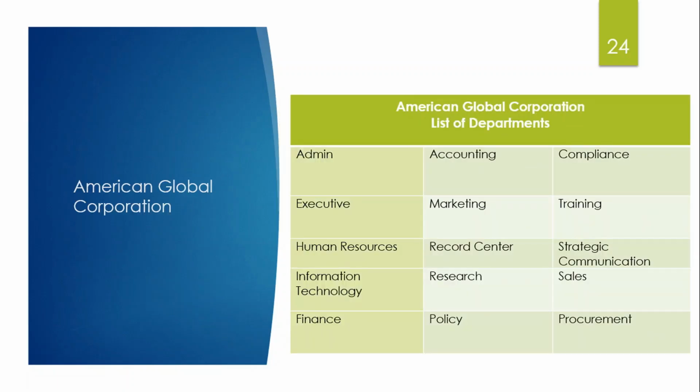List of departments: admin, executive, human resources, information technology, finance, accounting, marketing, record center, research, policy, compliance, training, strategic communication, sales, and procurement. The first question that should be asked is how long it will take to create all 15 websites.